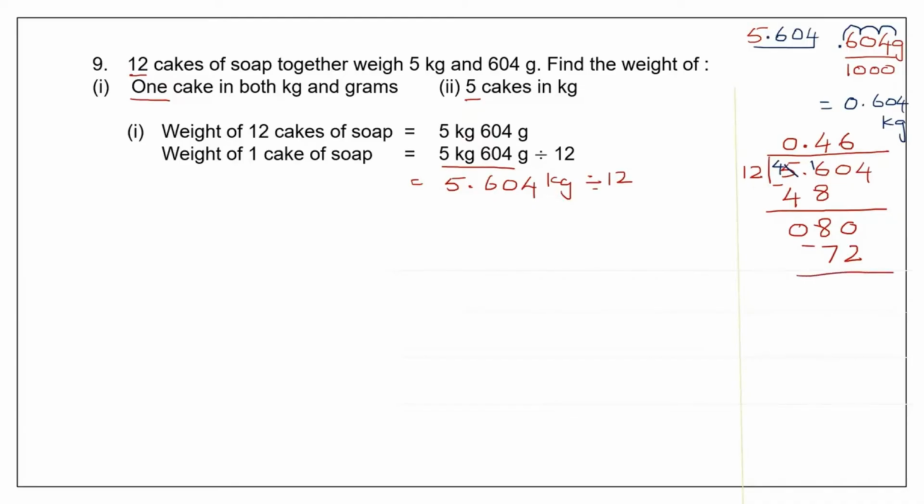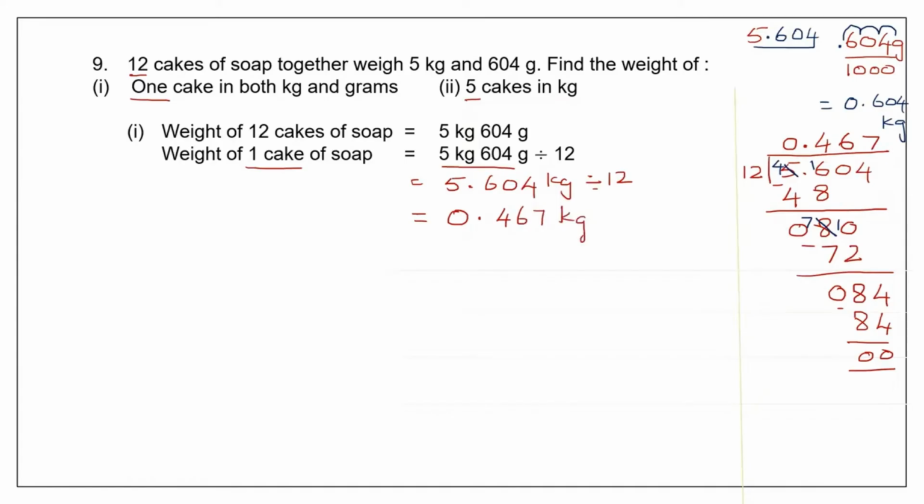Again, 0 minus 2 is not possible, so I'm going to borrow from here. 10 minus 2 is 8, and 7 minus 7 is 0. And I bring down 4, now my number is 84. 12 sixes are 72, 12 sevens are 84. All of you must be thorough with your tables of 12. Okay, now it is 0. So I have got my answer as 0.467. So we have found the weight of one cake of soap to be 0.467 kg. So that's the first part.